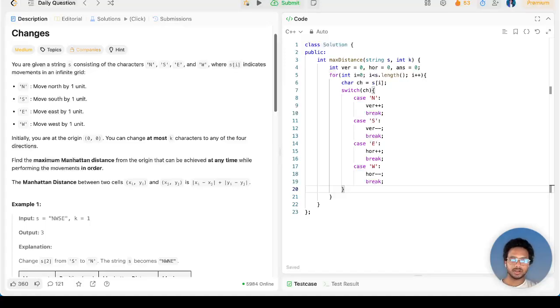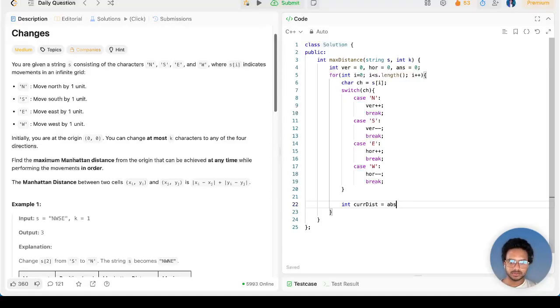Okay, so each time I get the value of the vertical and horizontal, so my current distance will be absolute of horizontal plus absolute of vertical. And each time I'll try to find the wasted distance. The length should be i plus 1, right? Minus my current distance.